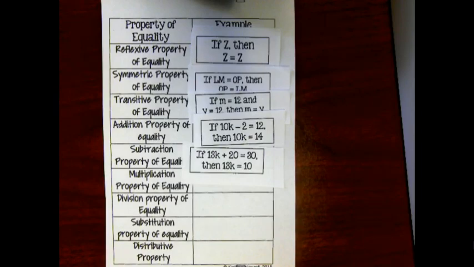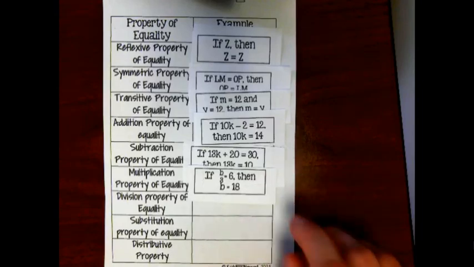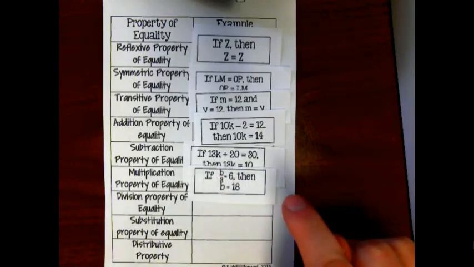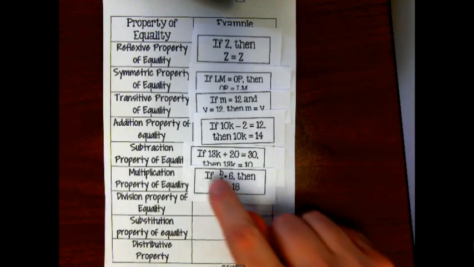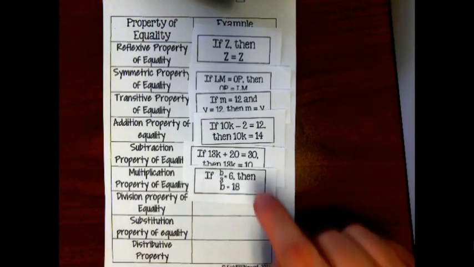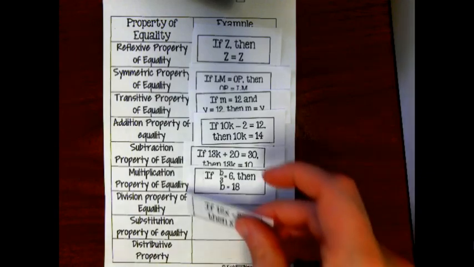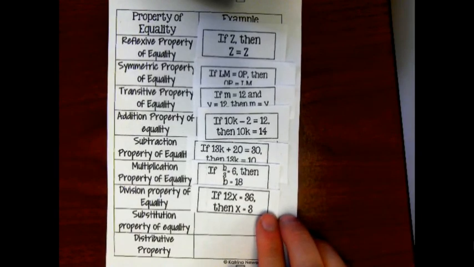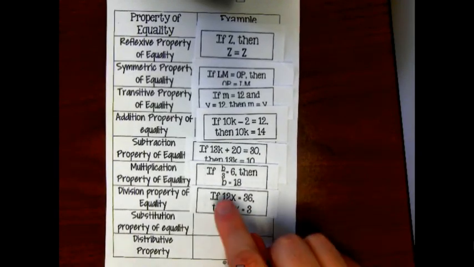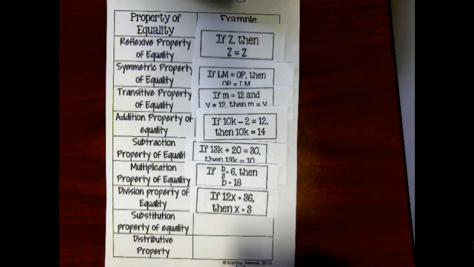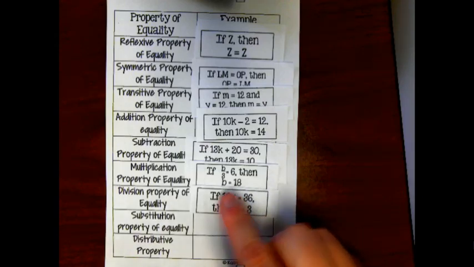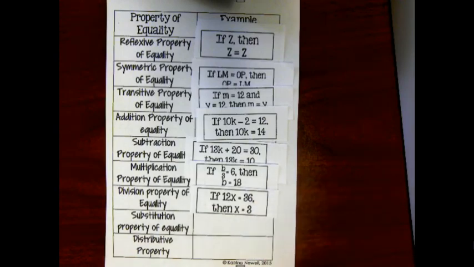Multiplication property of equality. If b divided by 3 equals 6, then b equals 18, because I can multiply both sides of the equation by the 3. This is b divided by 3. I multiply by 3 and it cancels out. 6 times 3 is 18, so b equals 18. Division property of equality. If 12x equals 36, then x equals 3, because I can divide both sides of the equation by the same thing. This is 12 times x. I'm going to divide both sides by that 12. That cancels out. 36 divided by 12 is 3, so x equals 3.